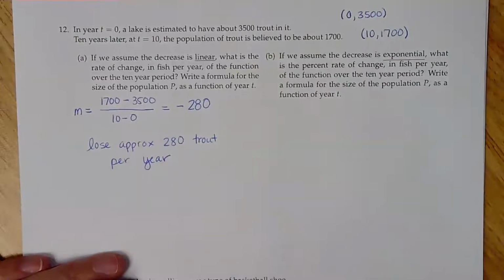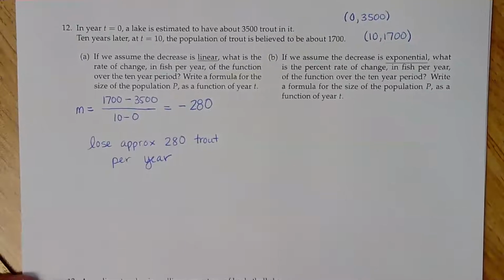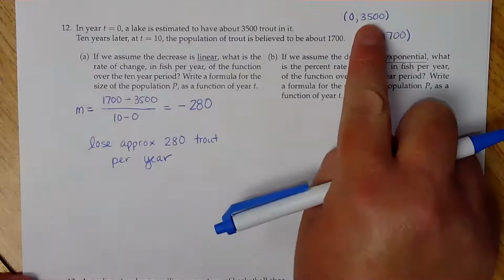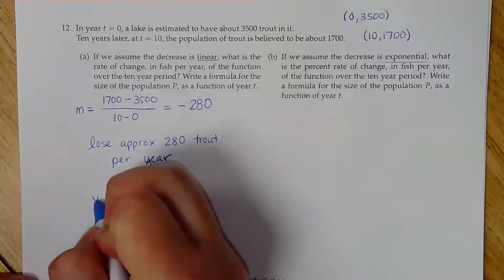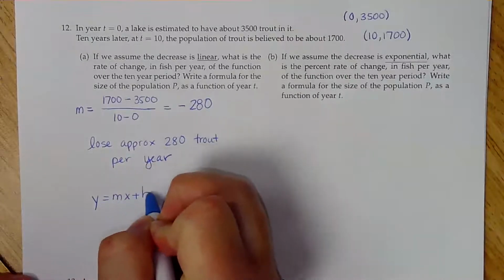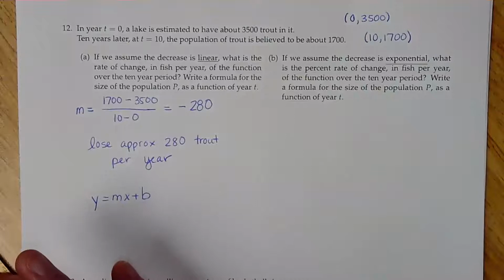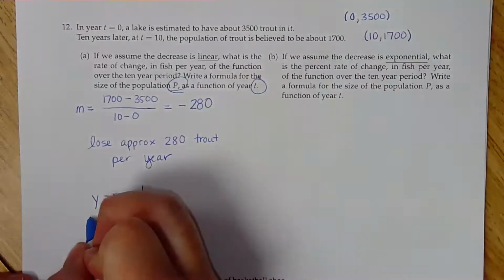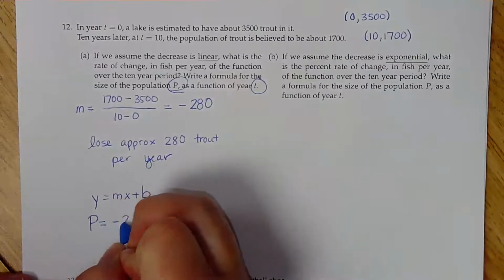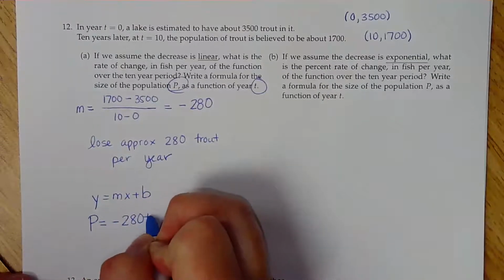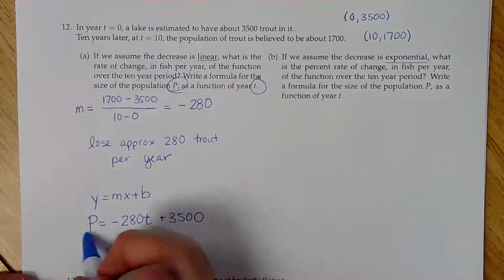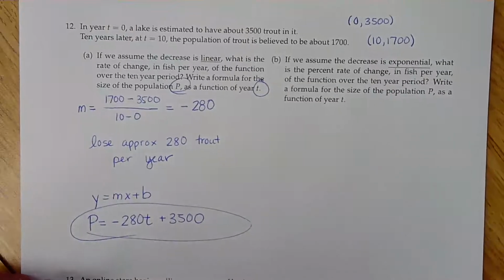And then our formula here, so for a linear function, we can use either the point slope form or the slope intercept. And since I have the intercept here, I'm going to use slope intercept. So y is equal to mx plus b would be what it looks like generically that we remember it. But our variables are a little different here. I have p and t. So I have p is equal to negative 280t plus 3,500. So that's my initial population. So there's my linear model for this.